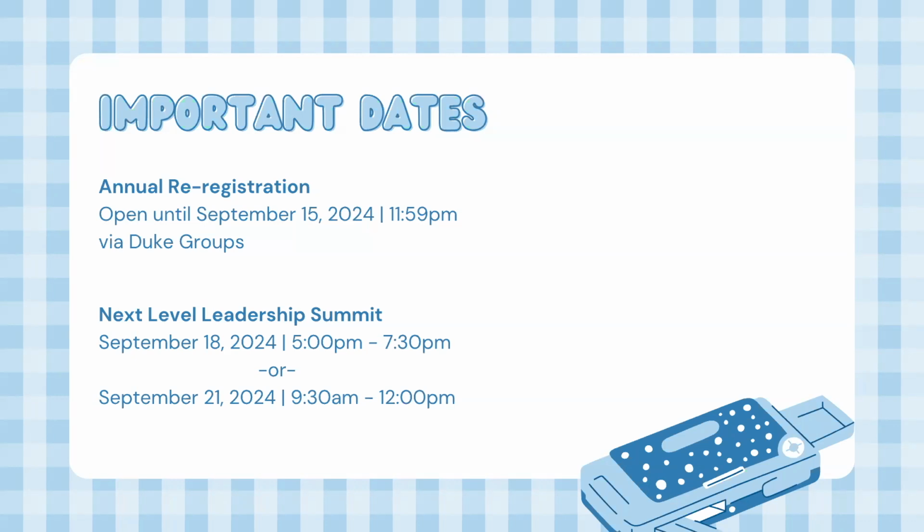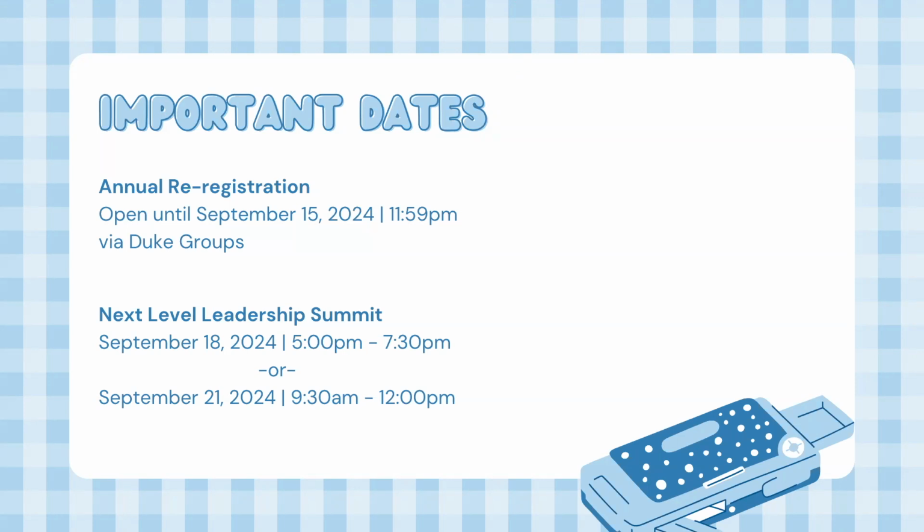A couple of important dates that I want to remind everyone of. Annual re-registration is open until September 15th, 2024 at 11:59 p.m. via Duke Groups. If you have not already completed that, please make sure you do so. You can find a link to complete re-registration on the Duke Groups homepage at dukegroups.com. If you have already submitted your re-registration and it has not yet been approved, that means that someone has not yet confirmed that they are a member of the organization or an officer based on what has been submitted. So make sure that you have that.